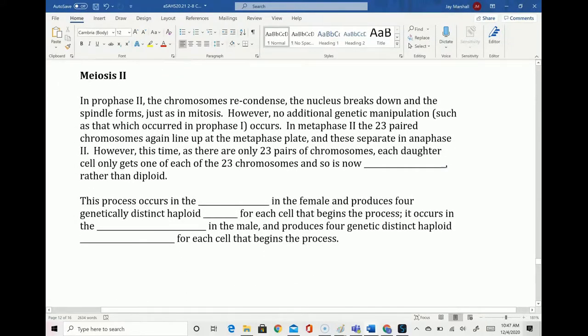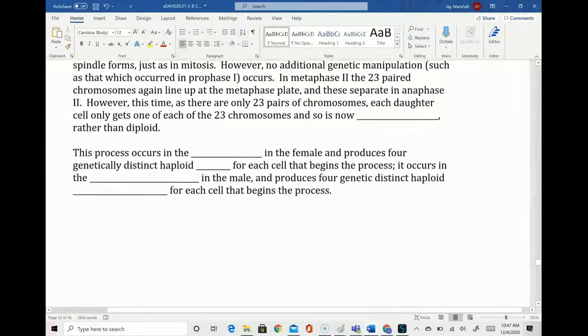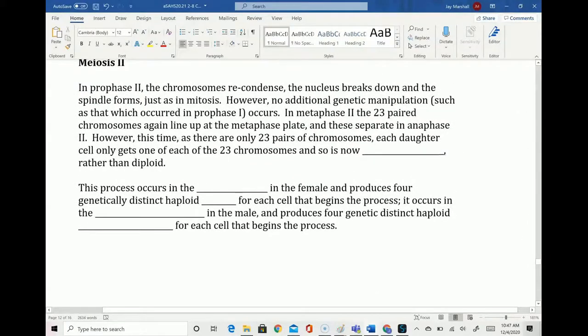So in meiosis 2, the second cell division, in prophase 2, chromosomes recondense, the nucleus breaks down, the spindle forms just as in mitosis. However, no genetic manipulation occurs. In metaphase 2, the 23 paired chromosomes again line up at the metaphase plate, and these separate in anaphase 2. However, this time there are only 23 pairs of chromosomes. Each cell only gets one.